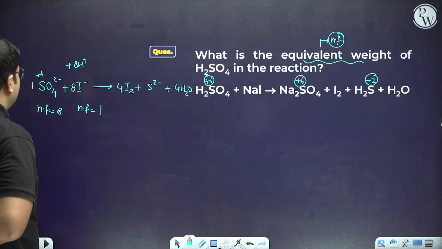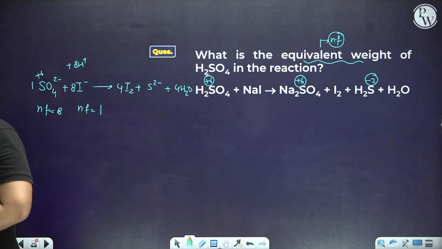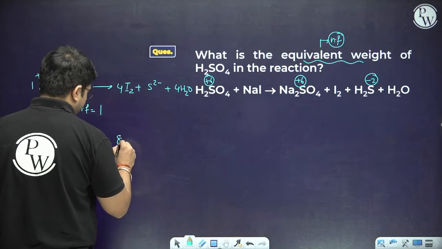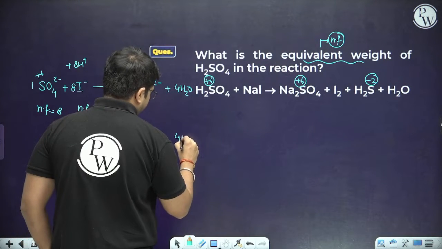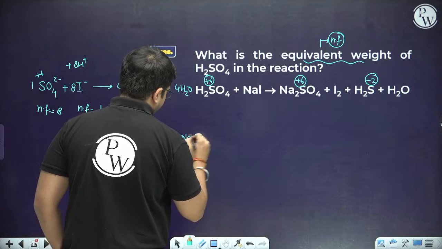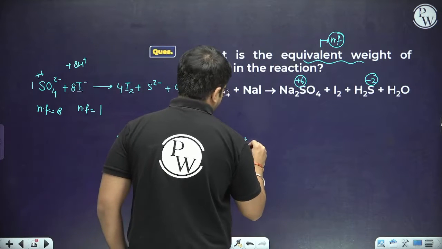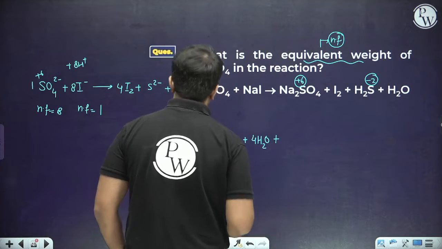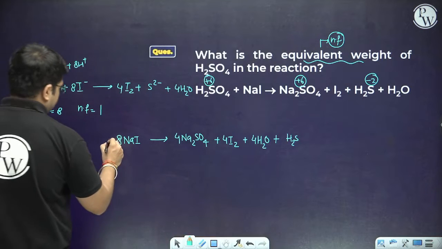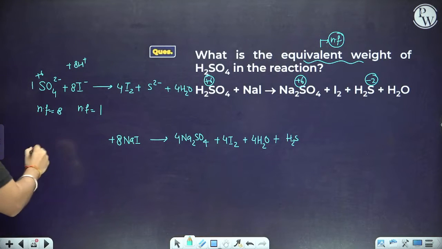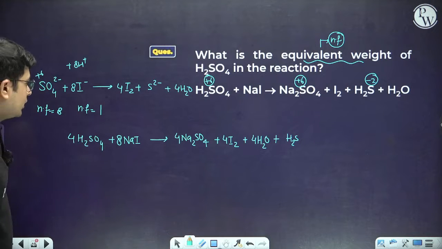So what can we do? So 8I means 8 NaI. If 8 NaI are there, then you can say that 4 Na2SO4 will be there, and 4I2 are already there. Okay, and 4H2O are already there, and S2 negative means H2S will be as it is. The next part is 8H positive and SO4. 8H positive means 4H2SO4. 4H2SO4 will be there. So 4 2s are 8, 4 2s are 8.